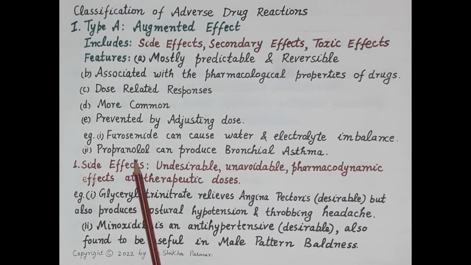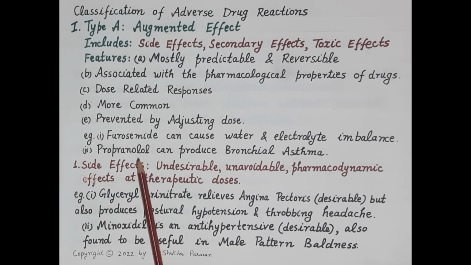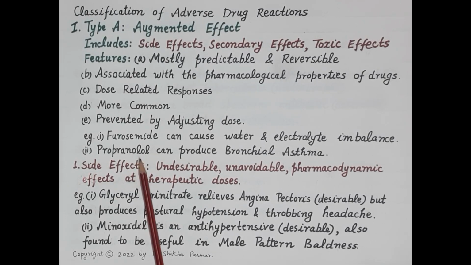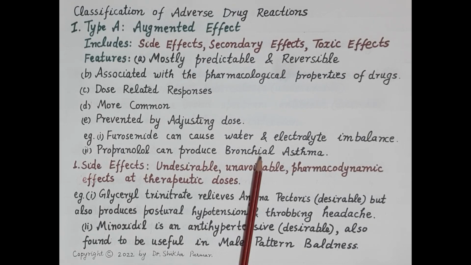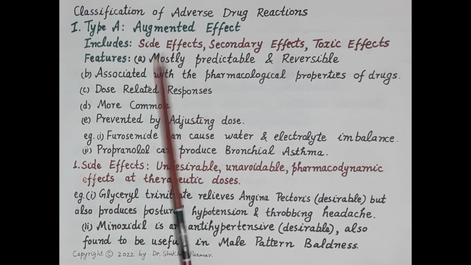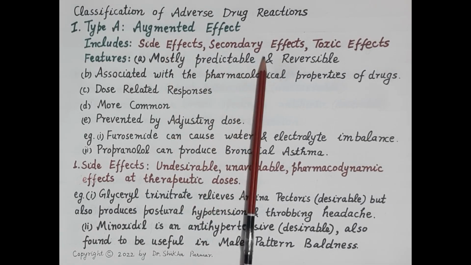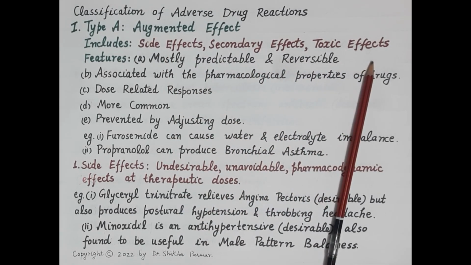Another example is of propranolol. Now, since propranolol is a non-selective beta blocker, by blocking beta 2 receptors in the bronchial smooth muscles, it can produce bronchial asthma. Now, these augmented adverse effects include side effects, secondary effects, and toxic effects, all predictable responses and related to the dose of drug.